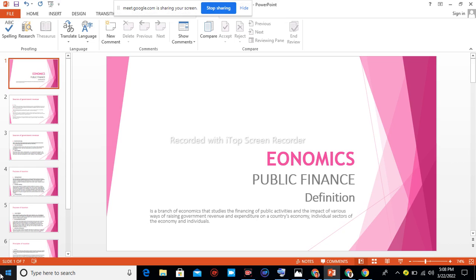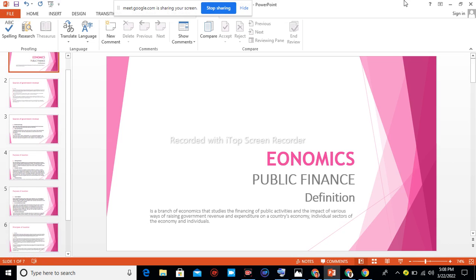So we are going to start with the meaning of public finance. Public finance is a branch of economics that studies the financing of public activities and the impact of various ways of raising government revenue and expenditure. I hope you've all got that.